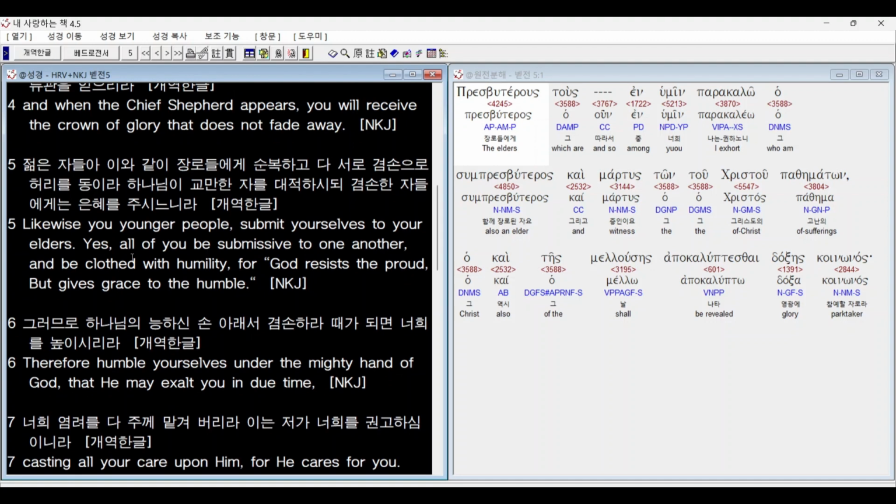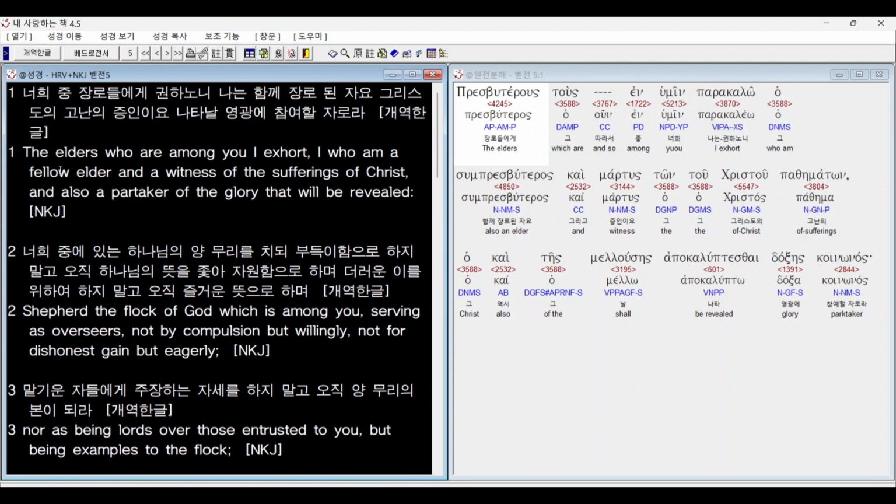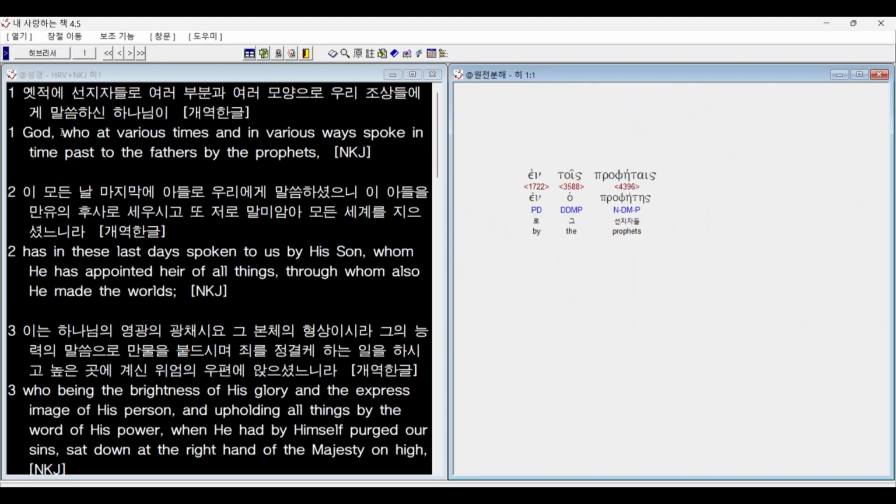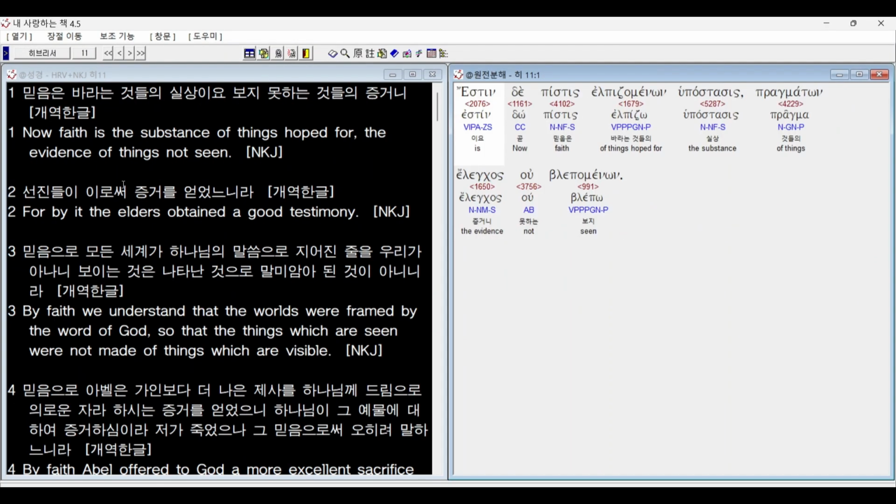the Apostle Peter is talking about you younger people. You younger people, submit yourself to your elders. Because verse 1 is talking about the elders. Presbuteros. Who are the elders? We can come back to here when we go to the New Testament, Hebrews chapter 11.